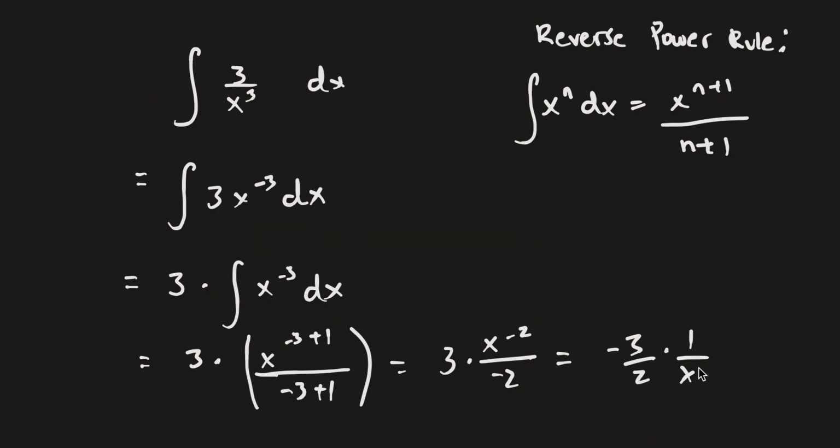I skipped a step because I don't have a lot of space, but essentially what I did was I took that x to the negative 2, and let me write that here. X to the negative 2 equals 1 over x squared, and I multiplied. So then this becomes negative 3 by 2x squared. And that is your answer.